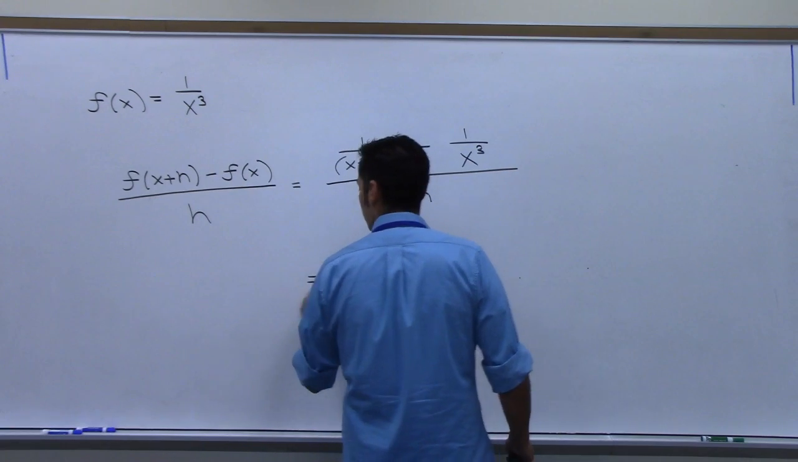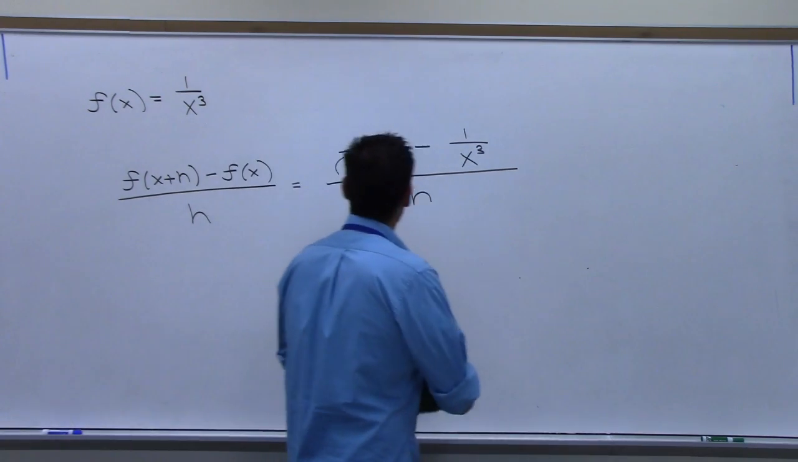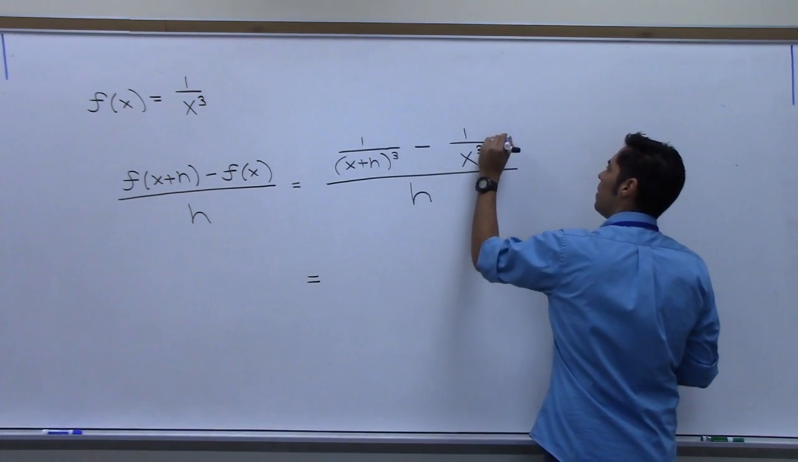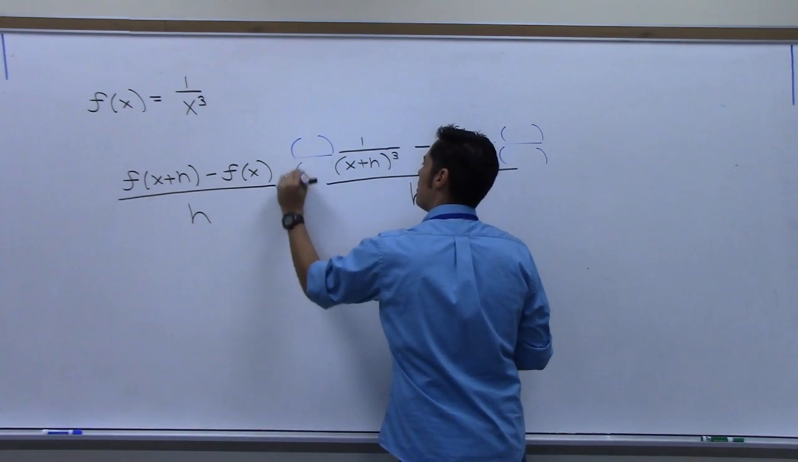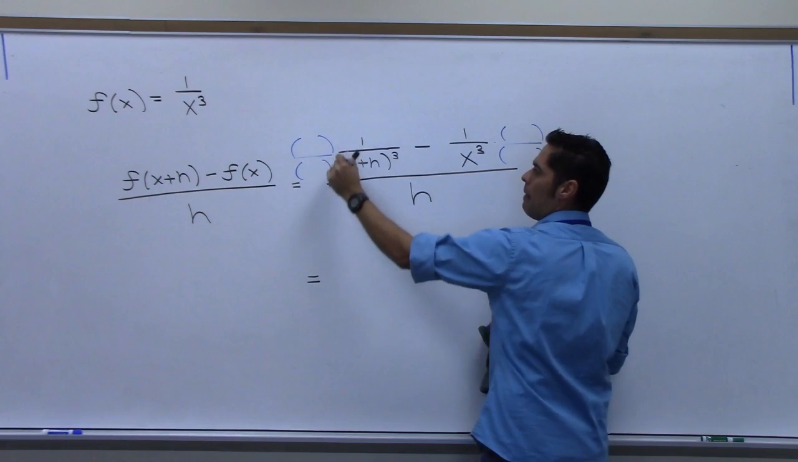So what I would need to do is find an LCD. At the end of the day, what I'm going to do is have to multiply over here, top and bottom by something. Over here, top and bottom by something. So what's that something going to be on this one? X cubed.